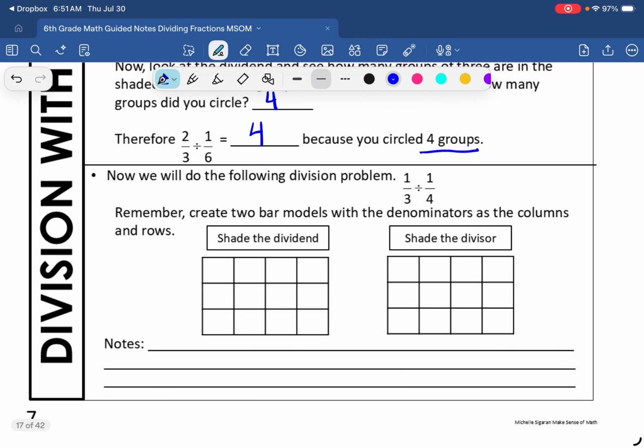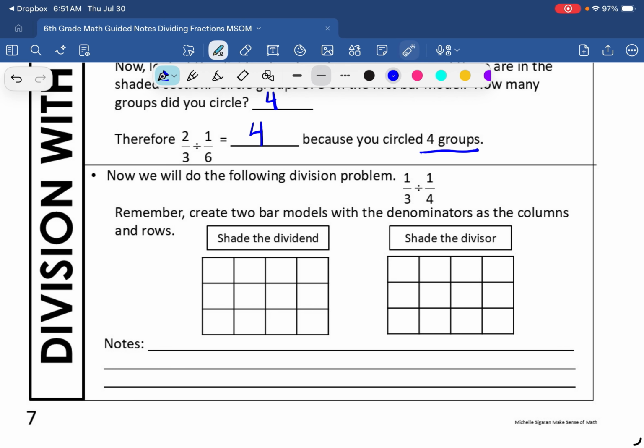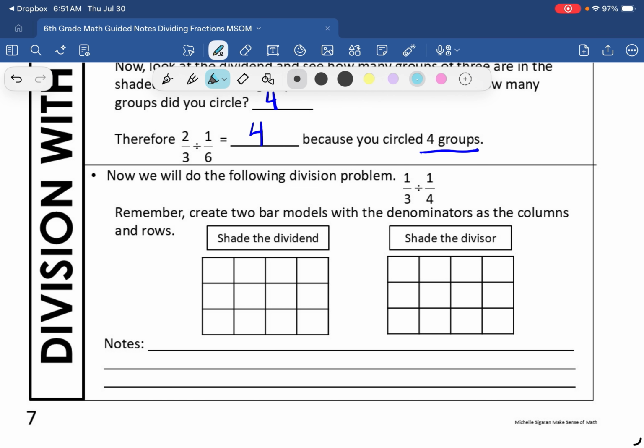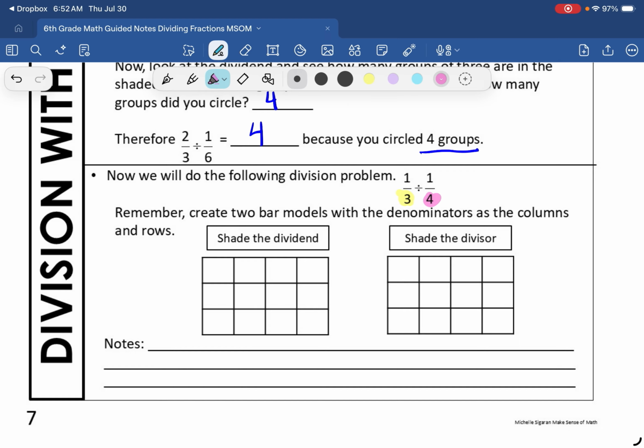Now we will do the following division problem. 1/3 divided by 1/4. So remember to create two bar models with the denominators as the columns and rows. So my denominators are 3 and 4. And so I'm going to make thirds going one way and fourths going another way. Again, it doesn't matter if you switch those. So now I'm going to shade the dividend on one bar model. 1/3. My thirds are going horizontally, so I'll shade 1/3. And my fourths are going vertically, so I'll shade 1/4.